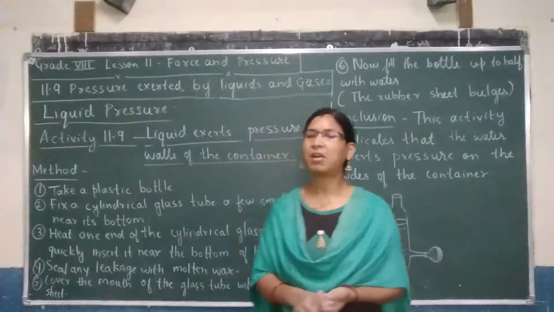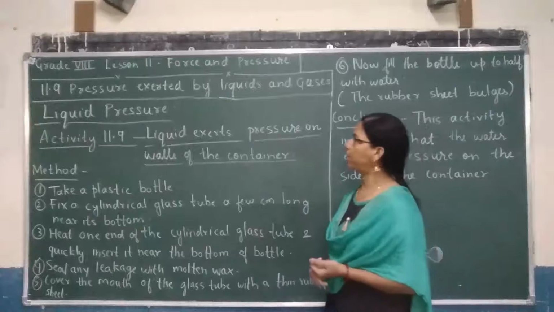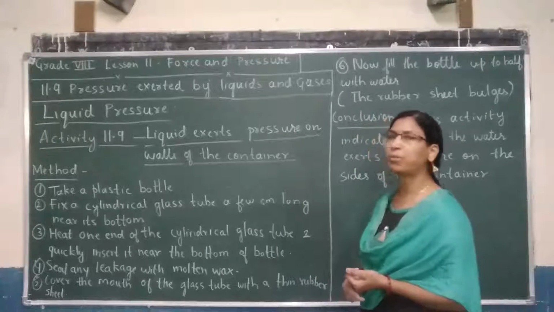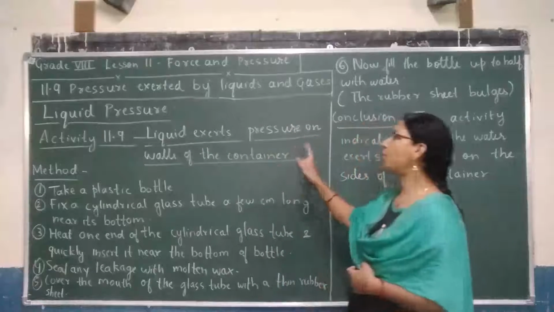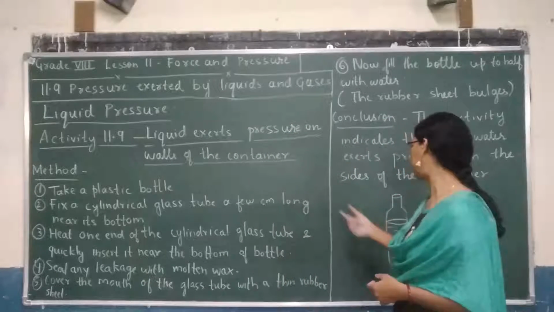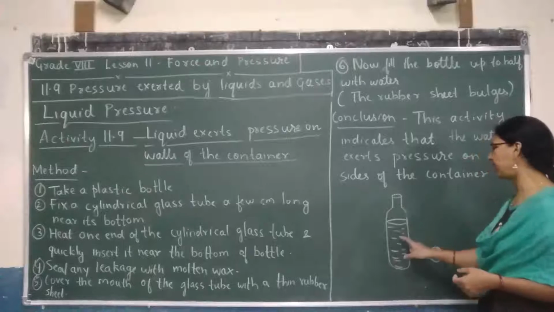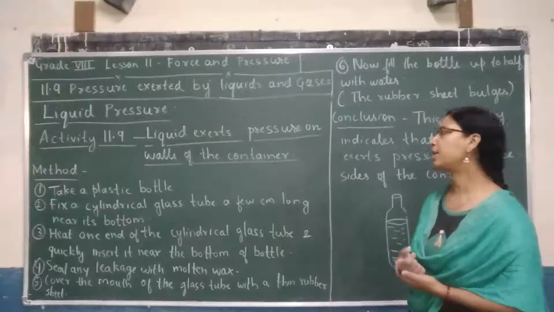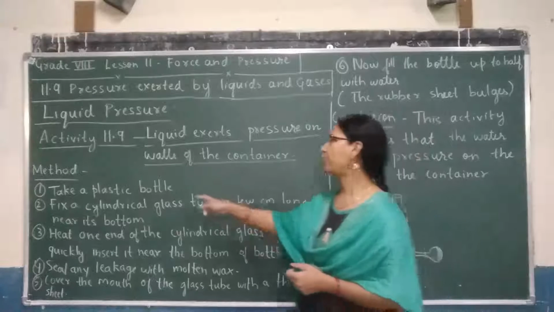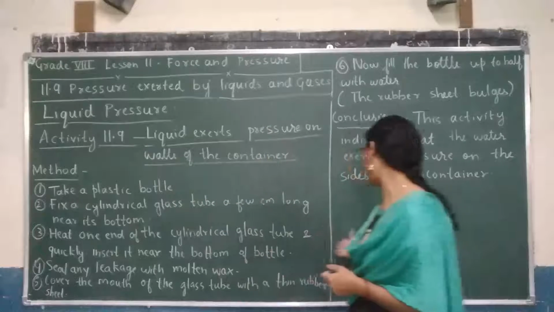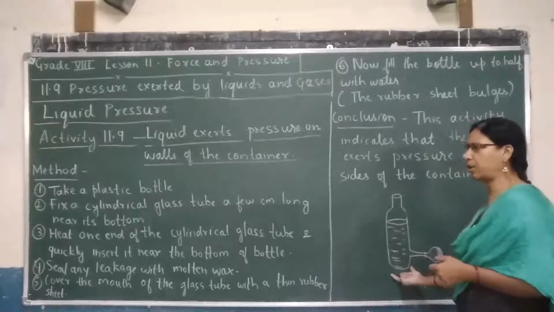Dear children, now let us try to understand more about liquid pressure with the help of one more activity, that is, liquid exerts pressure on the walls of the container. Here we have a container, we have liquid. Let us see how it takes place. What is the method for that? We have to take a plastic bottle.